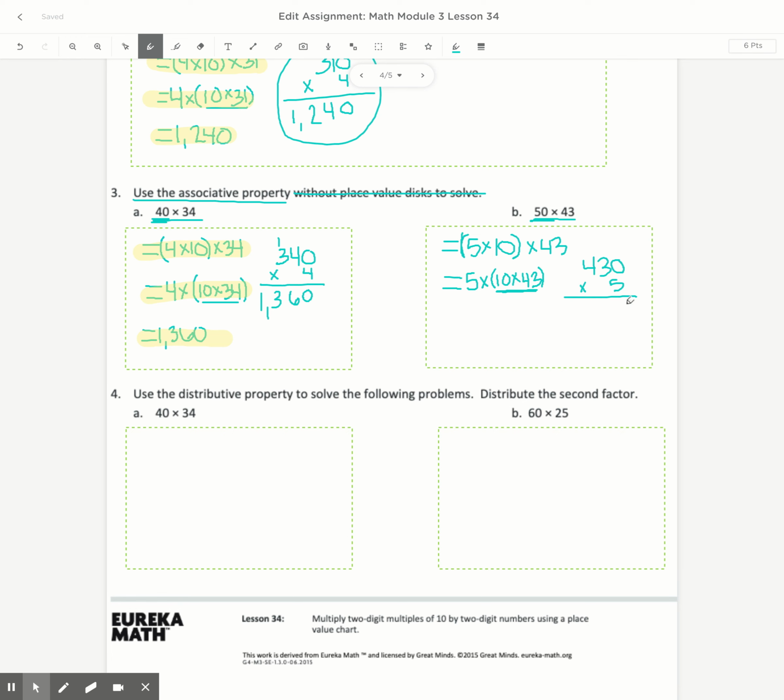So I have 5 times 0, that is equal to 0. I have 5 times 3, that is equal to 15, so I'm going to write the 5 and carry the 1, and then I have 5 times 4, which is equal to 20, plus that 1 that I carried over gives me an answer of 2,150. So again, I'm just going to make sure that I rewrite it like this.